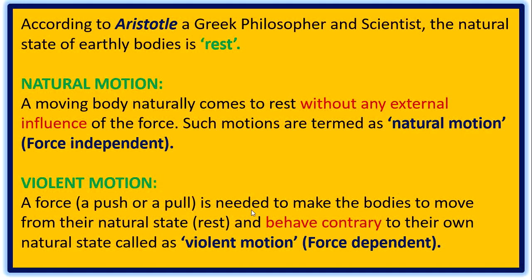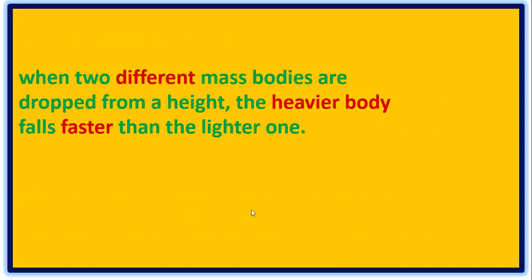So Aristotle stated there are two types of motion: one is natural motion and the other is violent motion. When two bodies of different mass are dropped from a height, the heavier body falls faster than the lighter one. For example, one body has 10 kg and another 5 kg. When we drop them from a height, which one falls faster? The heavier body falls faster than the lighter one.